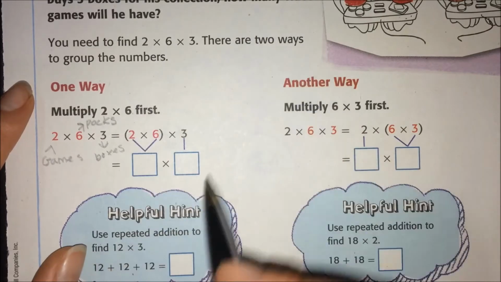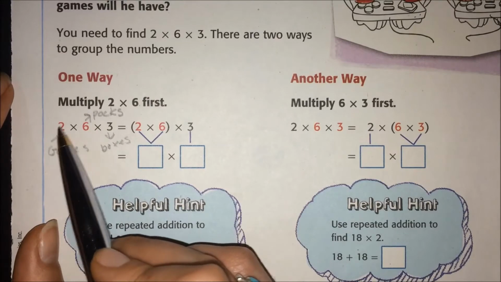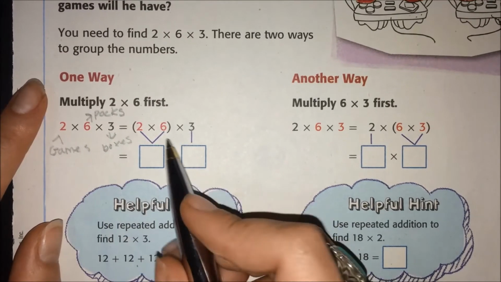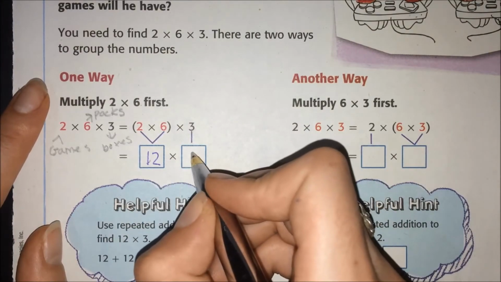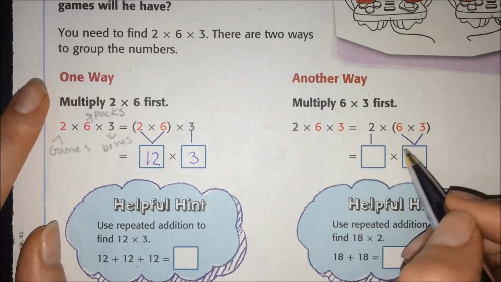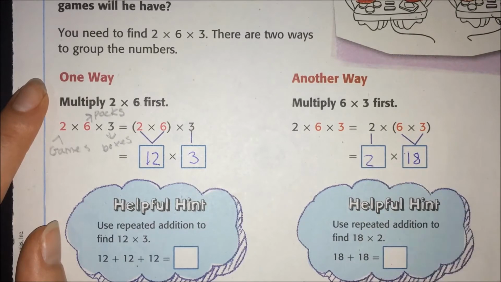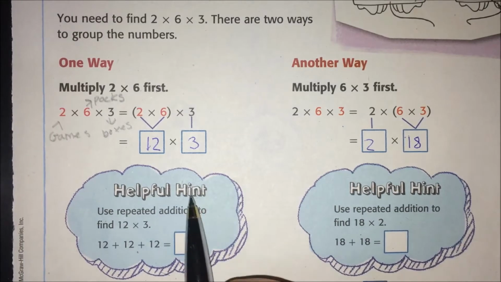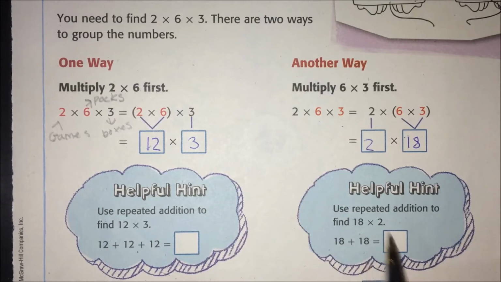And there are 2 ways to group the numbers. You could multiply the 2 and the 6 first. Remember there's 2 games, 6 packs, 3 boxes. So if you multiply the 2 and the 6 first, you're going to get 12, and then times 3. Another way, you could do the 6 and the 3 first, 18, times 2. Now, this is a helpful hint. They're telling you how to get to this number. You could use repeated addition where you do 12 plus 12 plus 12 or 18 plus 18.